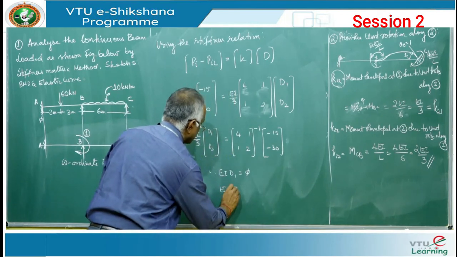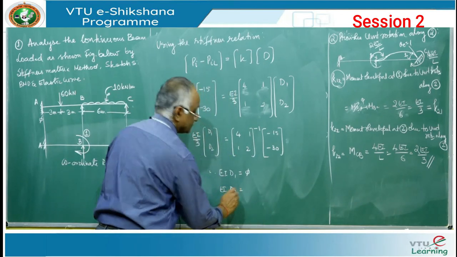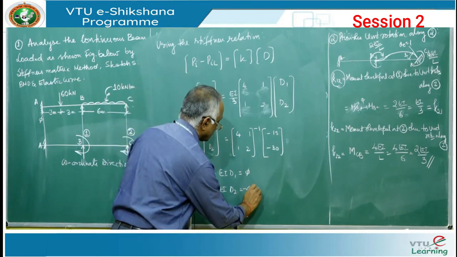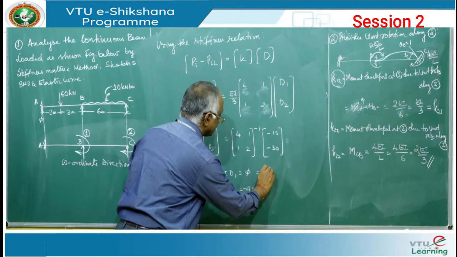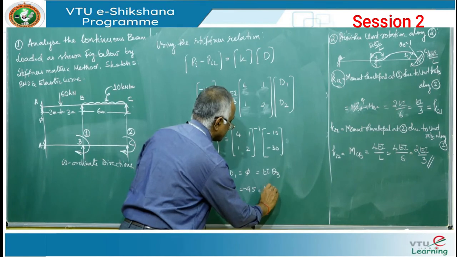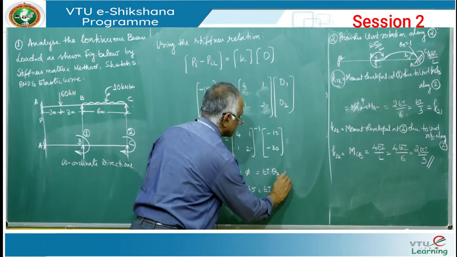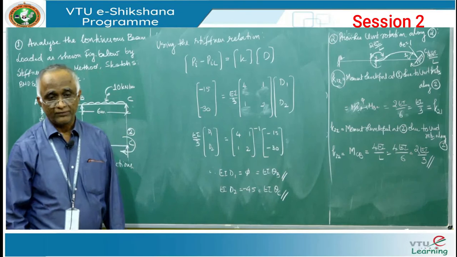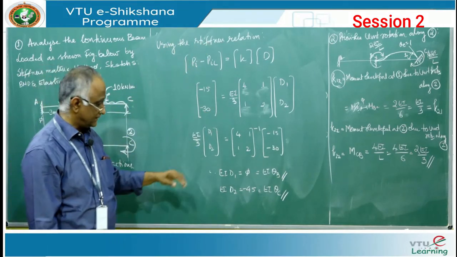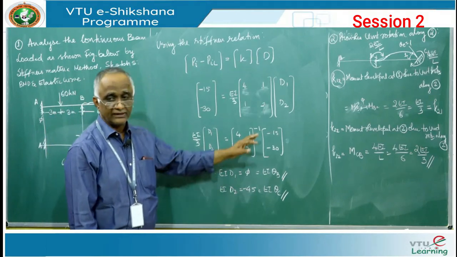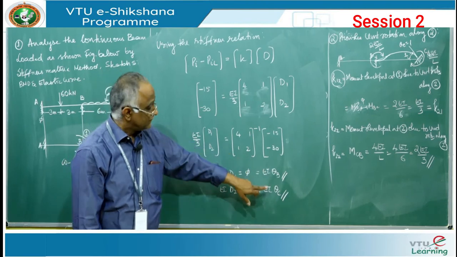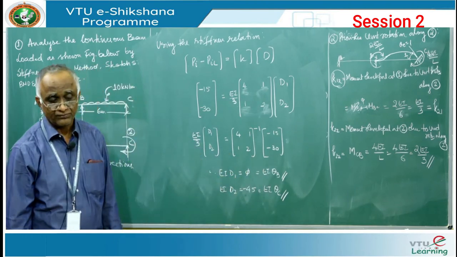And EI D2 is equal to minus 45. They are nothing but EI theta B, and this is EI theta C. We started the deformation matrix D1 equal to theta B, D2 equal to theta C. You have EI D1 and EI D2 final values. We got 0 and minus 45. EI theta B is 0. EI theta C is minus 45.